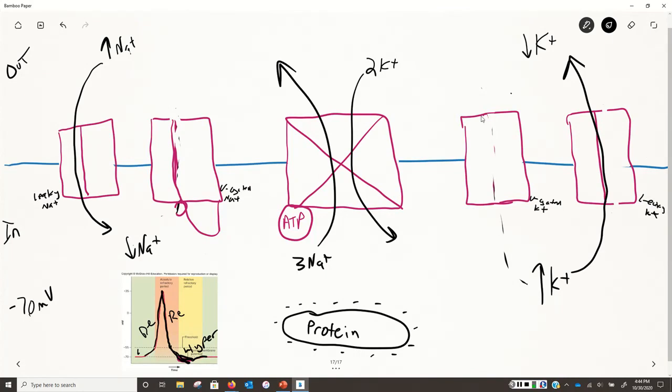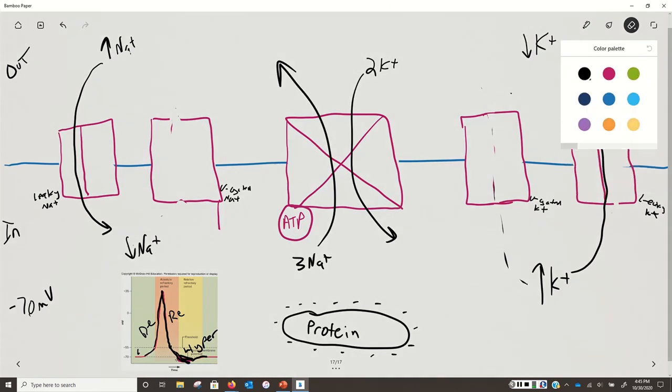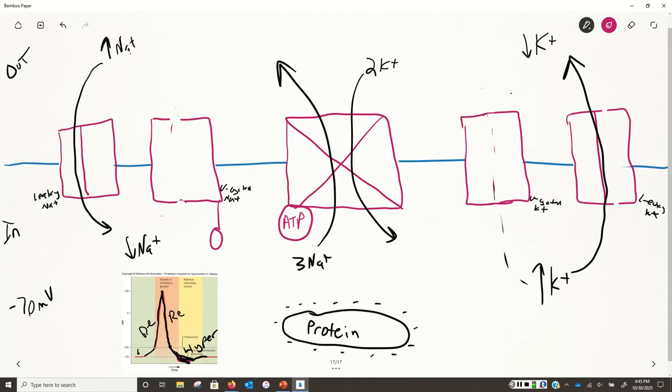Now, while all this was going on, while the voltage-gated potassium channel was open, and right around the time we got to rest before hyperpolarization, the voltage-gated sodium channel finished closing, and the inactivation gate dropped back down. And we are back exactly where we were to begin with.